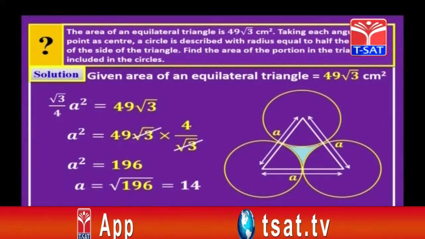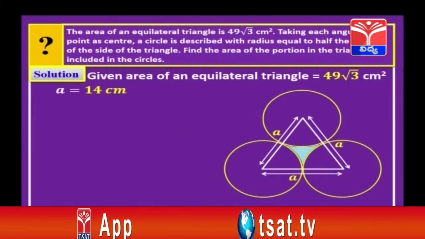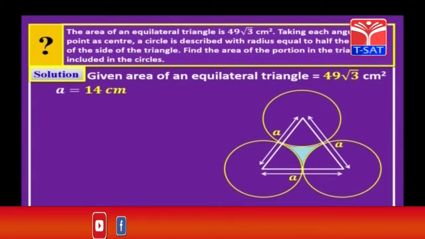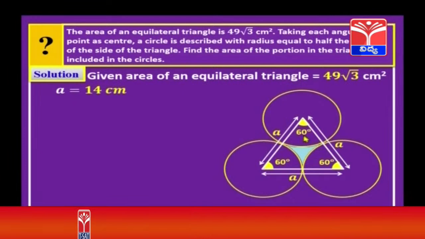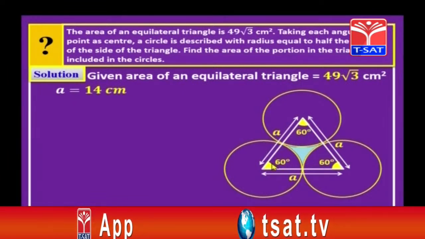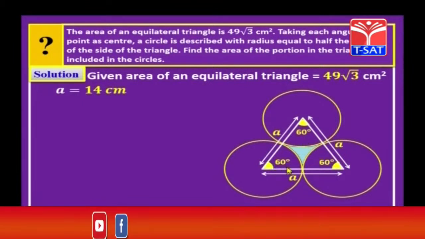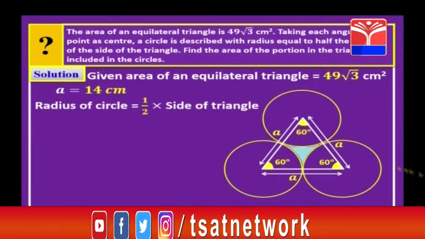Therefore we got the length of the side of an equilateral triangle is 14 centimeters. Okay children. Now here if you notice, these angles are all equal, right? So what is the angle, children, here? 60 degrees each, because it is an equilateral triangle, all the angles are equal and each angle will be 60 degrees.